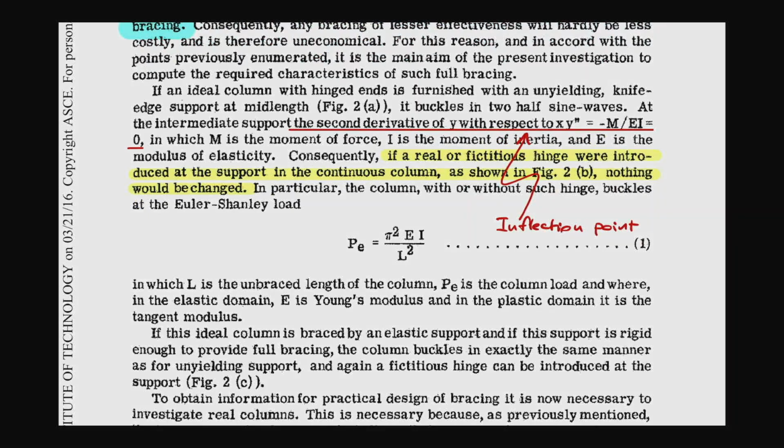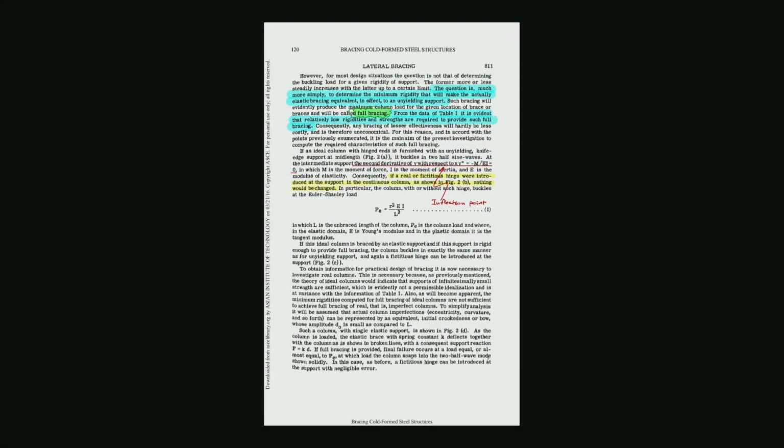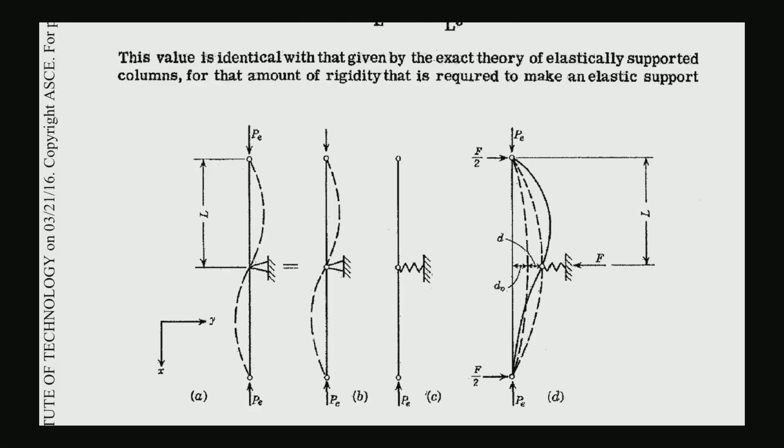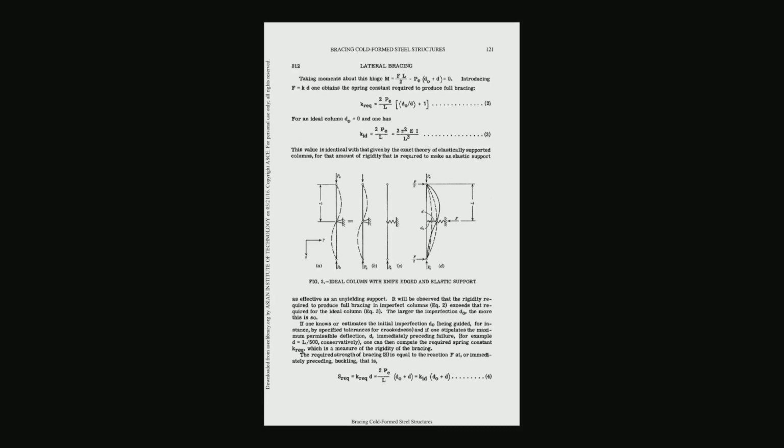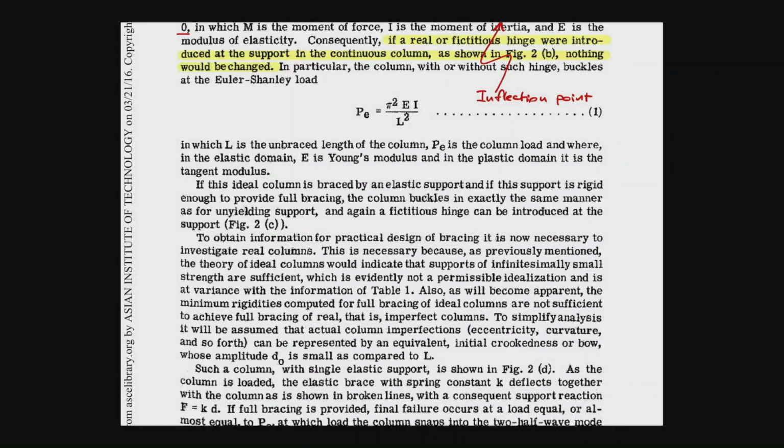That is pi squared EI over L squared, and please be careful, the L is defined by this unbraced length. If you call the full length L, then it's going to be 4 pi squared EI over L squared. So this is just the unbraced, unsupported length. PE is the column load, where in the elastic domain E is the Young's modulus.